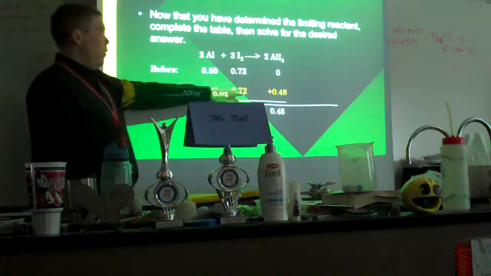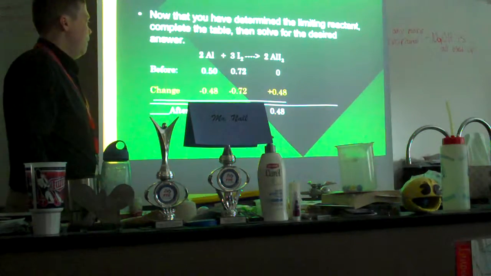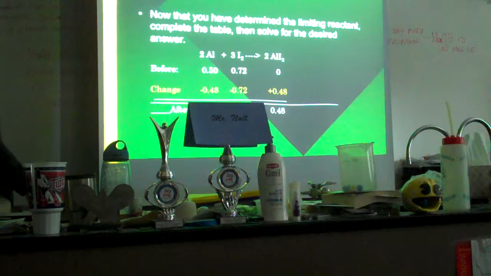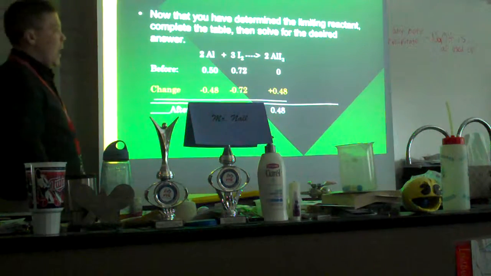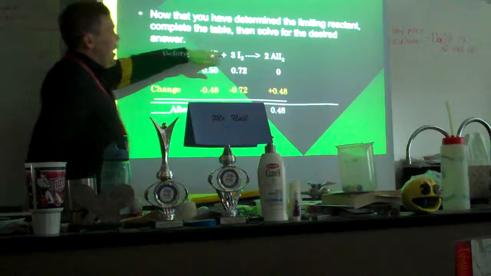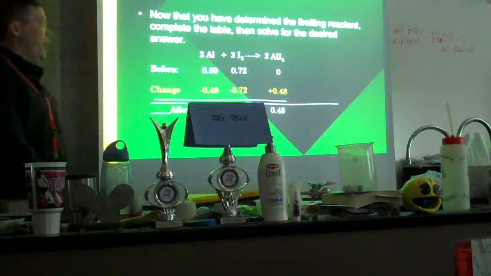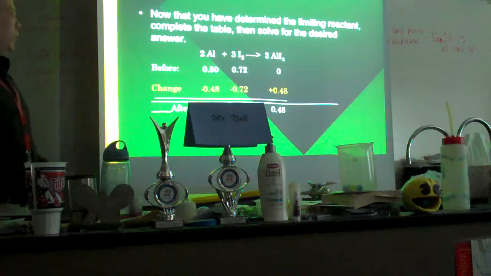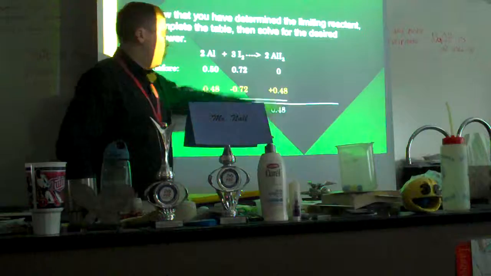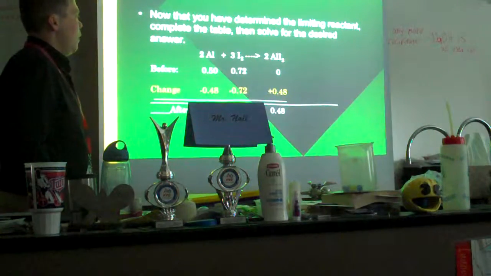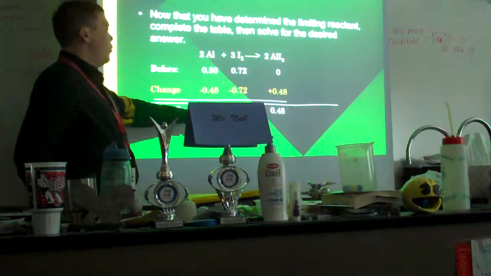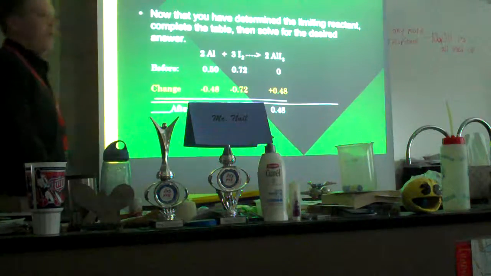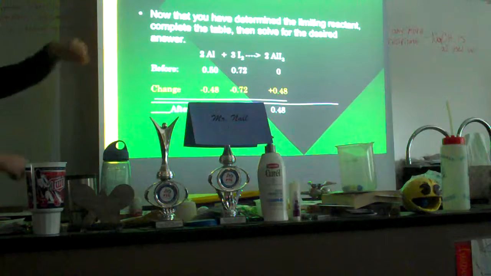So we're going to use all 0.72 moles of iodine. We'll end up using 0.48 moles of aluminum. And we will end up gaining 0.48 moles of aluminum iodide. As you can see, the ratio of aluminum to aluminum iodide is the same, 2 to 2. Lose 0.48, gain 0.48. So we end up with 0.02 moles of aluminum left after all the iodine is reacted, and we end up gaining 0.48 moles of aluminum iodide.